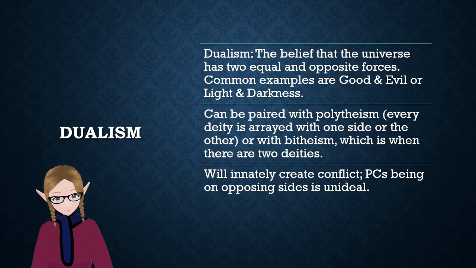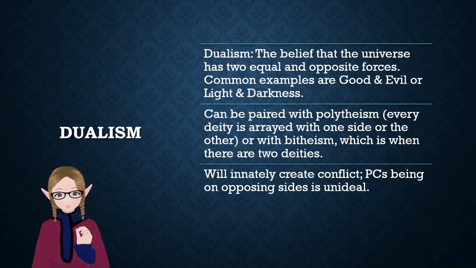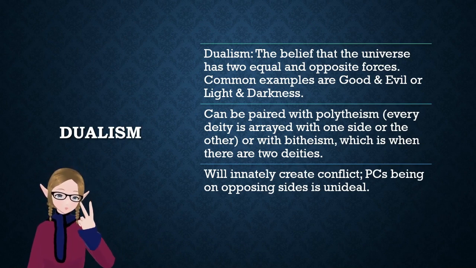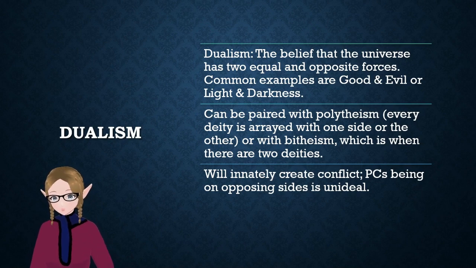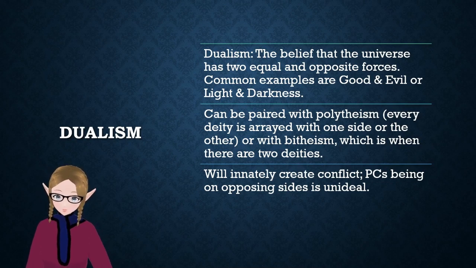Dualism is the belief that the universe has two equal and opposite forces. Common examples that you'll see are good and evil or light and darkness. This can be paired with both polytheism or bitheism. Polytheism, combined with dualism, will create a world where all the deities are arrayed on either one side or the other. So you have a group of good deities and you have a group of evil deities. This could be good if you want a lot of conflict between the two sides, while still having all the benefits of a polytheistic world.